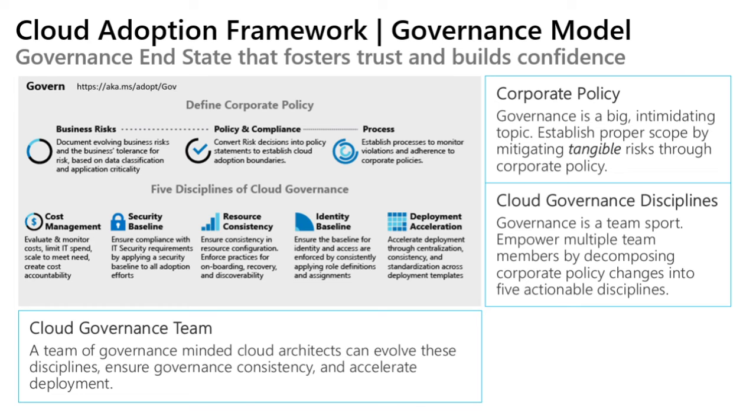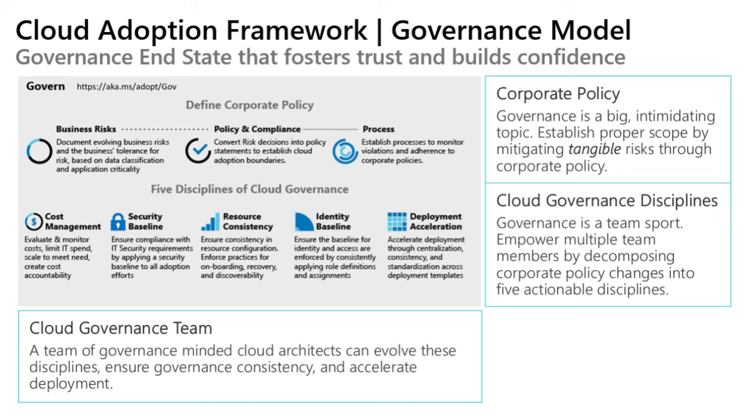The cloud adoption framework also identifies the key areas of importance in this cloud journey. These are listed here: cost management, security baseline, resource consistency, identity baseline, and definitely deployment and acceleration. Within the framework, these five areas provide extra guardrails so that you can navigate your cloud path.